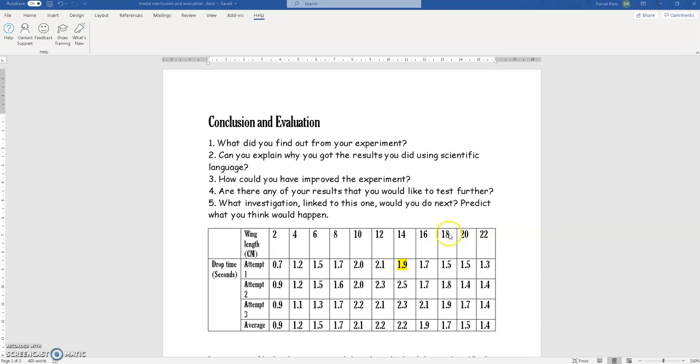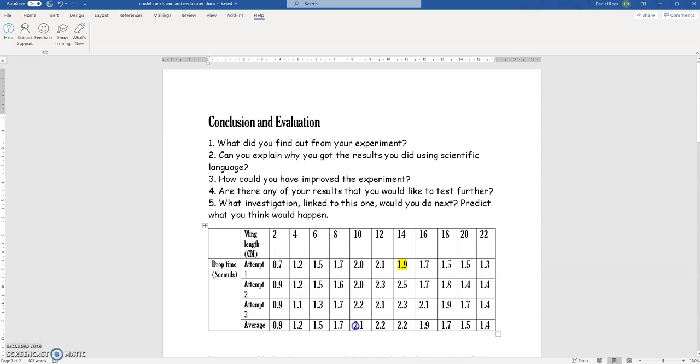So as you can see here, these are my results. I had each wing length from 2 centimeters up to 22 centimeters, and if you watch the other video, I did the longest length first and then cut away 2 centimeters each time, so my wing length got shorter and shorter until I got here. You can see that with the shortest length, I had the shortest times, and then as the wing length got longer, the times got bigger.